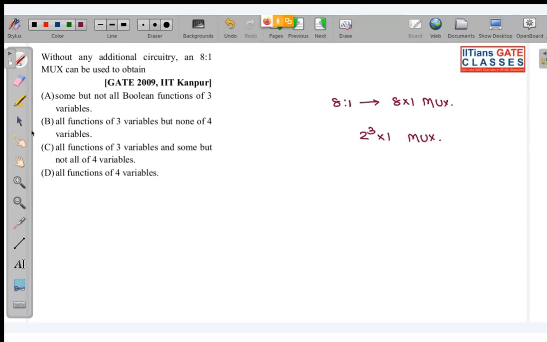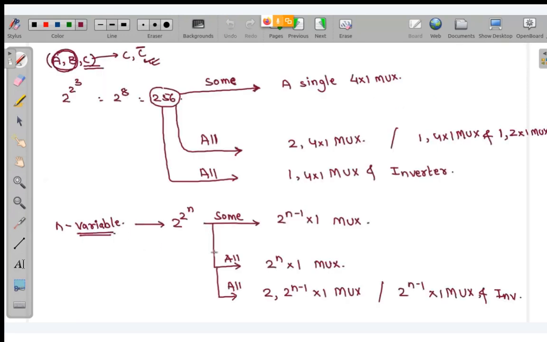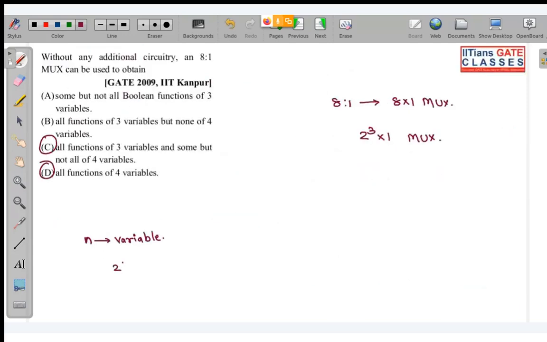Someone is saying C, someone is saying D. Only two answers. Why? So look very carefully. I just now told you that if we have n variables, what can we do? Out of this 2 to the power 2 to the power n functions, some of them we can construct using 2 to the power n minus 1 cross 1 mux.